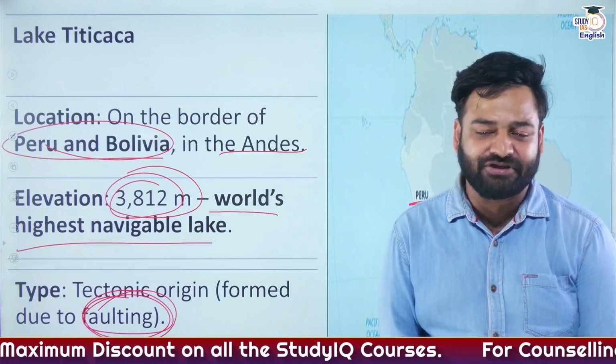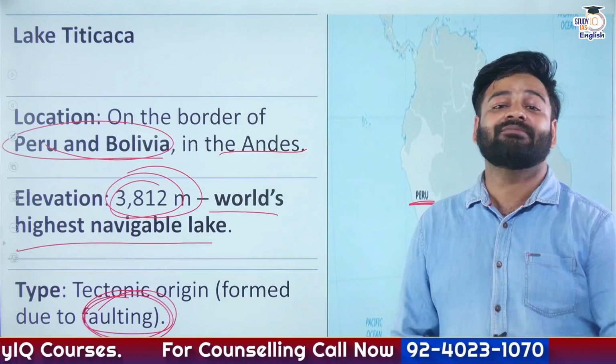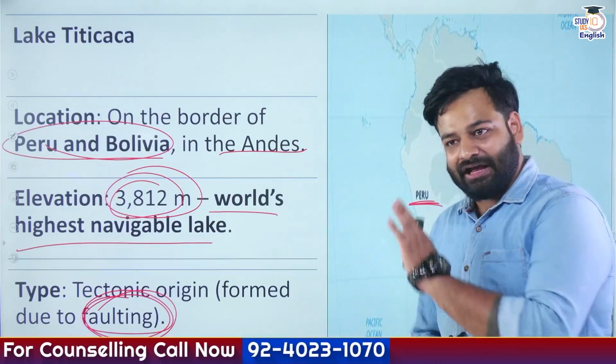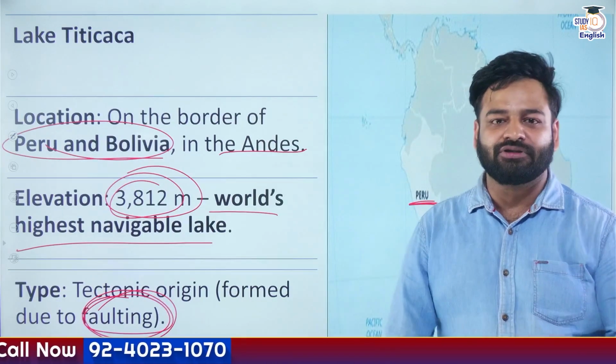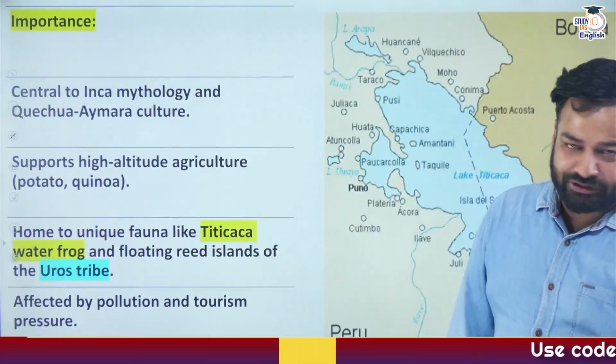And what is the striking feature of this Lake Titicaca? It is the world's highest navigable lake, as in the ships, the ocean ships, the water ships, can pass through it as well. And now the importance.